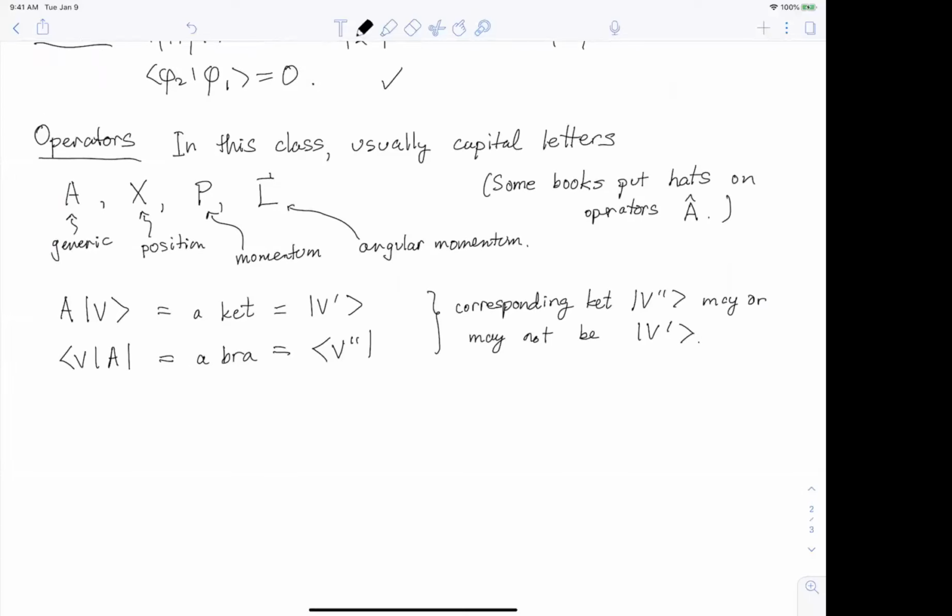Okay, so some examples. The first example we talked about was the identity operator, which we call capital I. So capital I acting on any vector is equal to the same vector back for every vector or every ket.